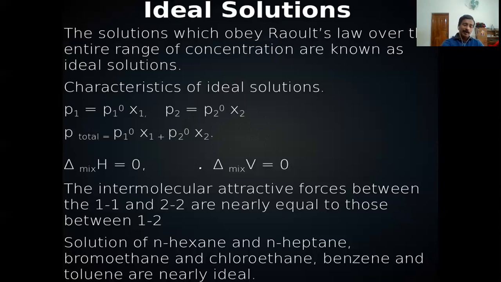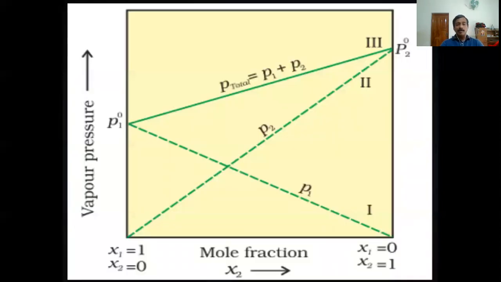Graphically, the ideal behavior can be represented as given here. In the y-axis, vapor pressure is plotted, and in the x-axis, mole fraction is plotted. Here you listen. In this corner, here in this origin, there is only solvent. X1 is equal to 1, therefore X2 is equal to 0. Only the solvent is present. At this state, what is the vapor pressure? It is the vapor pressure of pure component 1 or solvent.